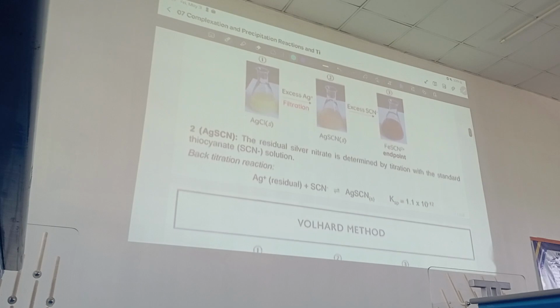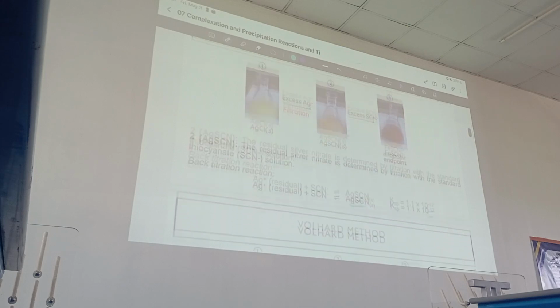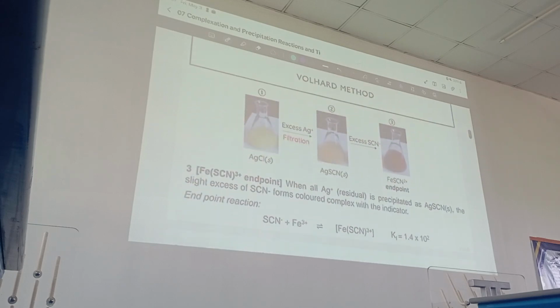When you titrate, that is also the issue in number 2. Okay? The AgCl is formed. The residual silver nitrate is determined by titration with a standard thiocyanate solution. And once it has reacted, the endpoint would be in the form of number 3. Brick red precipitate.